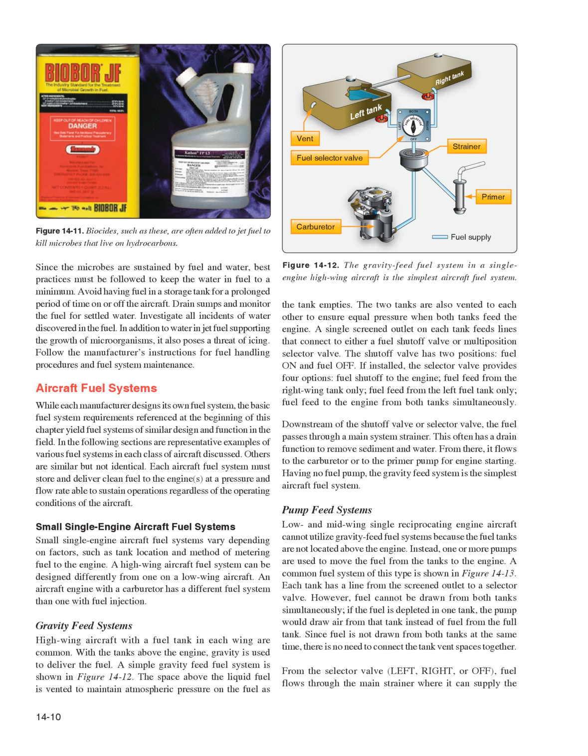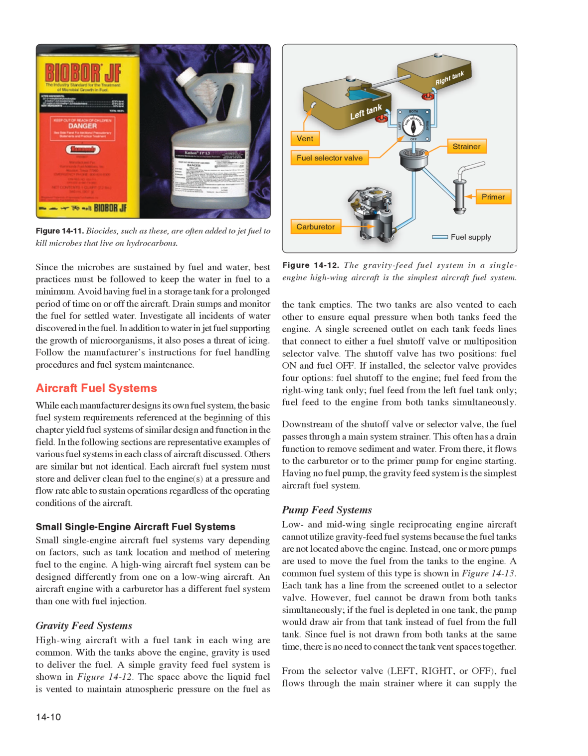Downstream of the shutoff valve or selector valve, the fuel passes through a main system strainer. This often has a drain function to remove sediment and water. From there, it flows to the carburetor or to the primer pump for engine starting. Having no fuel pump, the gravity feed system is the simplest aircraft fuel system.